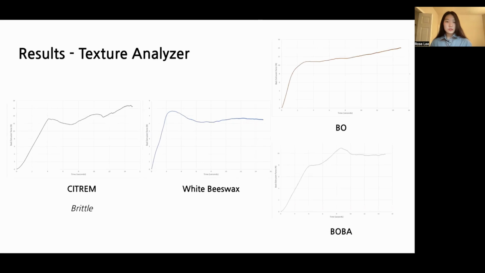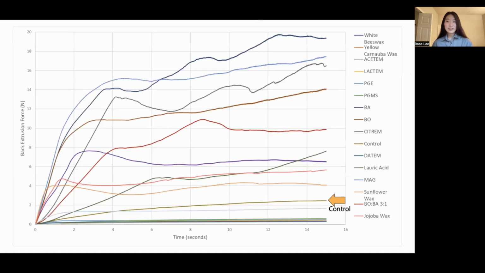Here are the results from the texture analyzer. It shows different shapes of graph, but we categorize graphs like citrem as the brittle gel because it shows that there's some resistance as it goes through and pushes through the layer. Resistance, push through. And so we're thinking that's not the plastically deforming gel, so we call them brittle.